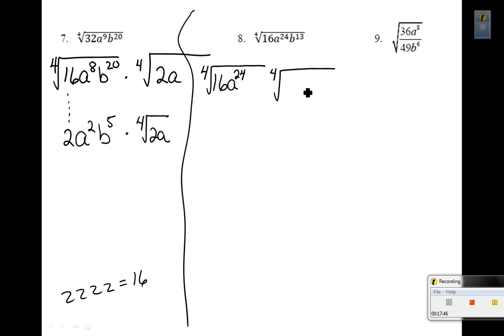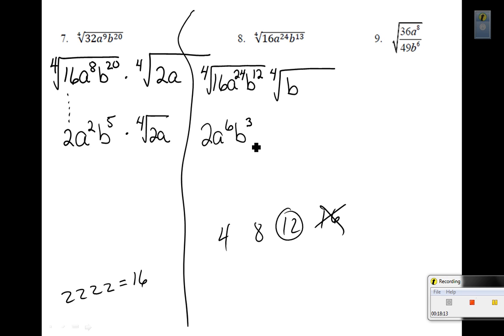So I have nothing over here yet, but I need a b to the 12th, which leaves me a b. I needed the highest multiple of 4 that goes into 13. So if I started counting, 4, 8, 12, 16, that's over 13, so there's one I need. The 4th root of 16 is a 2, a to the 6th, b to the 3rd, times the 4th root of b.